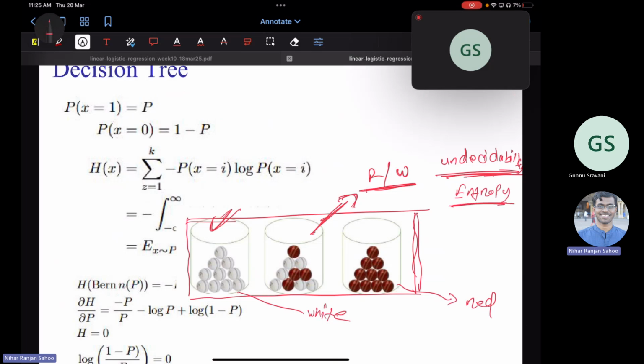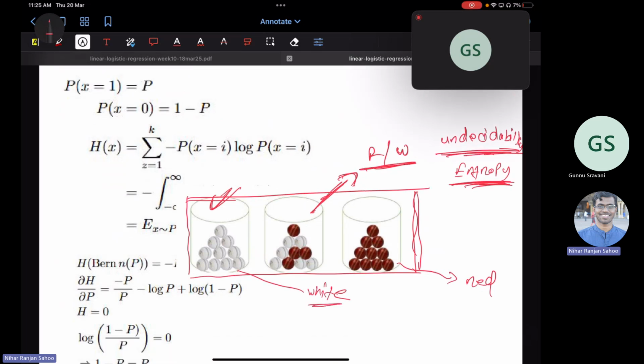If something is highly undecidable, that is a high entropy scenario, right? So entropy is like how perplexed you are. If you saw some distribution, you are unable to make a decision. You saw some data and you are unable to decide whether this data is definitely for one class or the other class, right? So that's the definition of entropy.